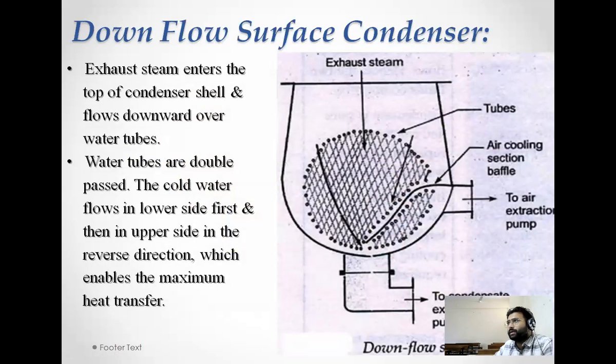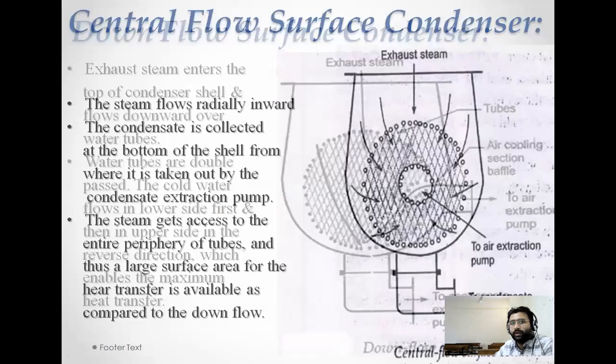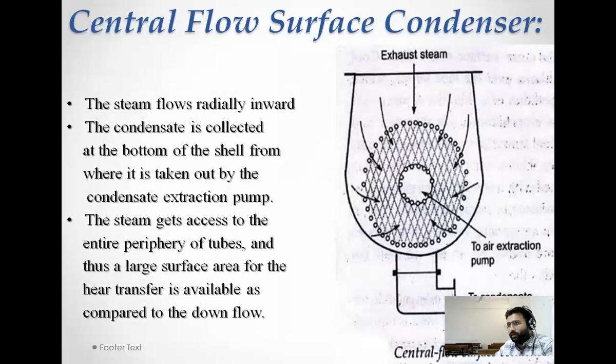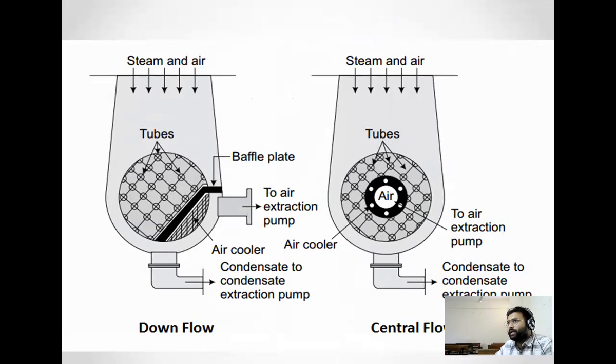Now we'll see some of the types of this surface condenser. First one is downflow and second is central flow. We'll see their theory one by one, but a very detailed diagram is here. So first one is downflow. Why is it called downflow? Steam and air are passed in a downward direction, and here we have this tube section. Through these tubes, the water will flow.